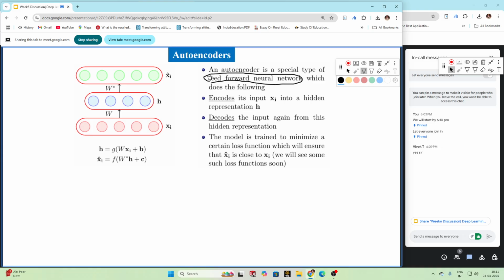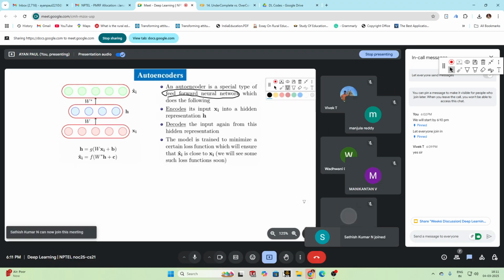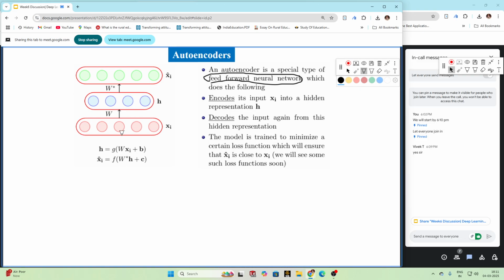A similar structure you must also have seen in a neural network, where there is an input layer, one or more hidden layers, and an output layer. Here in this autoencoder, we term the input layer as the input layer, the hidden layer is known as the encoding layer, and the output layer is known as the decoding layer. So these are the three layers in an autoencoder.